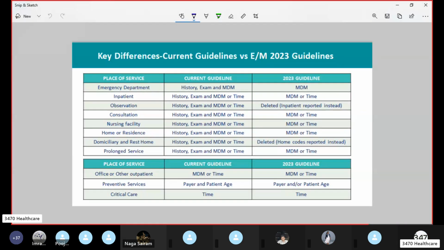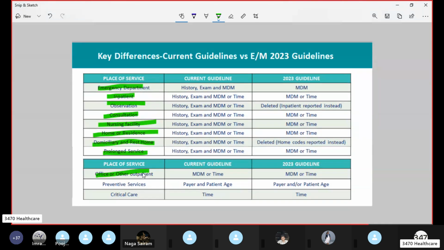Based on the place of service, where the service happened, we have the codes. Encounters: emergency department, hospital inpatient, observation, consultation, nursing facility, home or residence, rest home, prolonged service, office or other outpatient services, preventive service, critical care. These all are the encounter names.